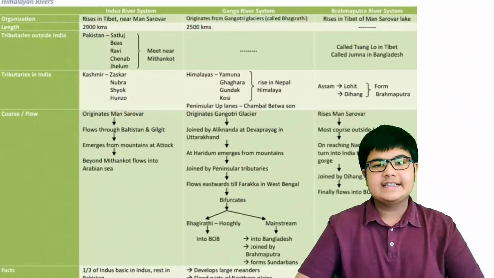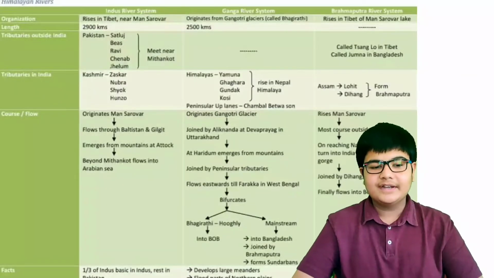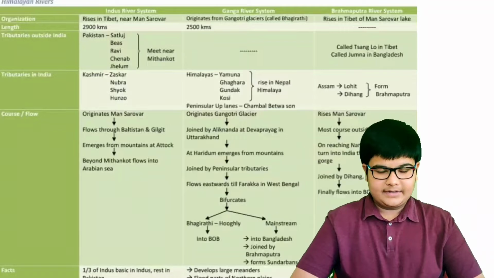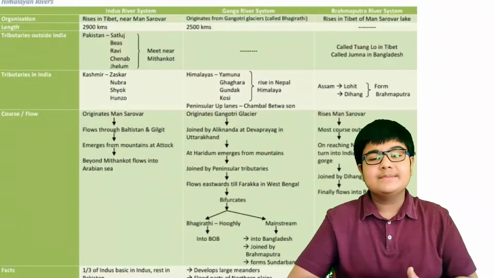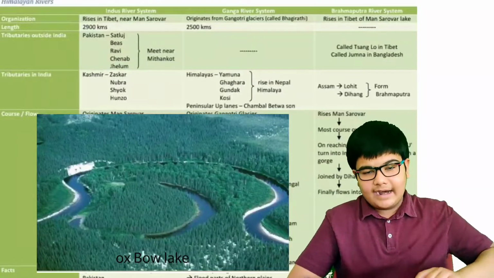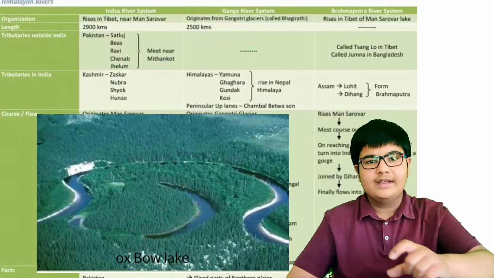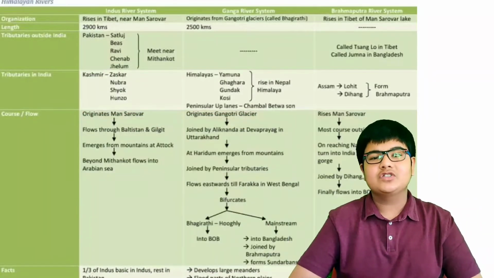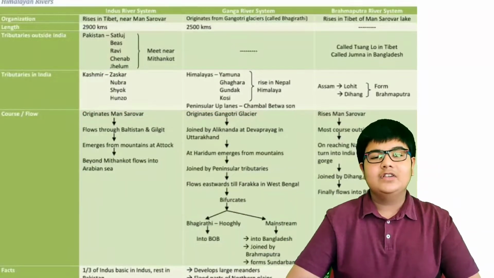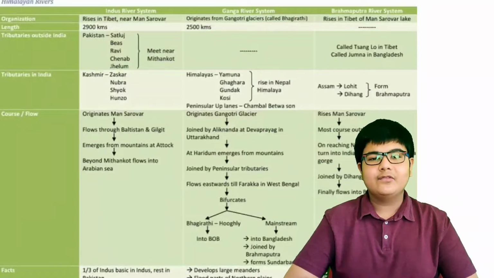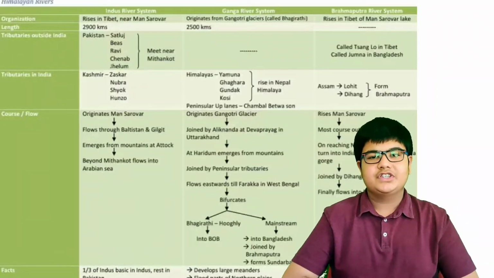So its length is 2500 kilometers, and during its course it forms various meanders. Meanders are the large loops formed by a river, and it also floods various parts of the northern plains of India, and therefore it causes a lot of devastation in these areas.